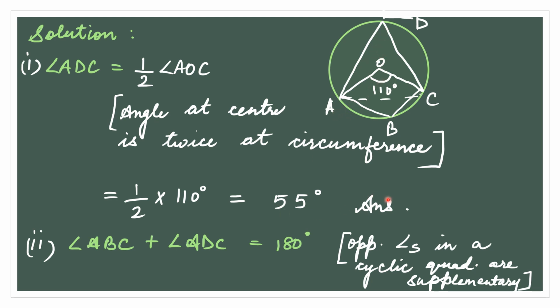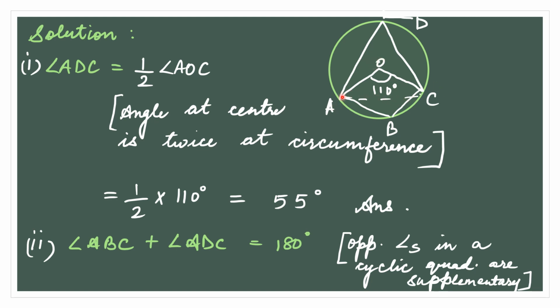Half of 110. Now what we can see is that we have to find angle ABC. Angle ABC plus angle ADC is equal to 180 degree, and we know the value of ADC, 55 degree. So 180 degree minus 55 degree will be 125 degree. This is 125 degree.